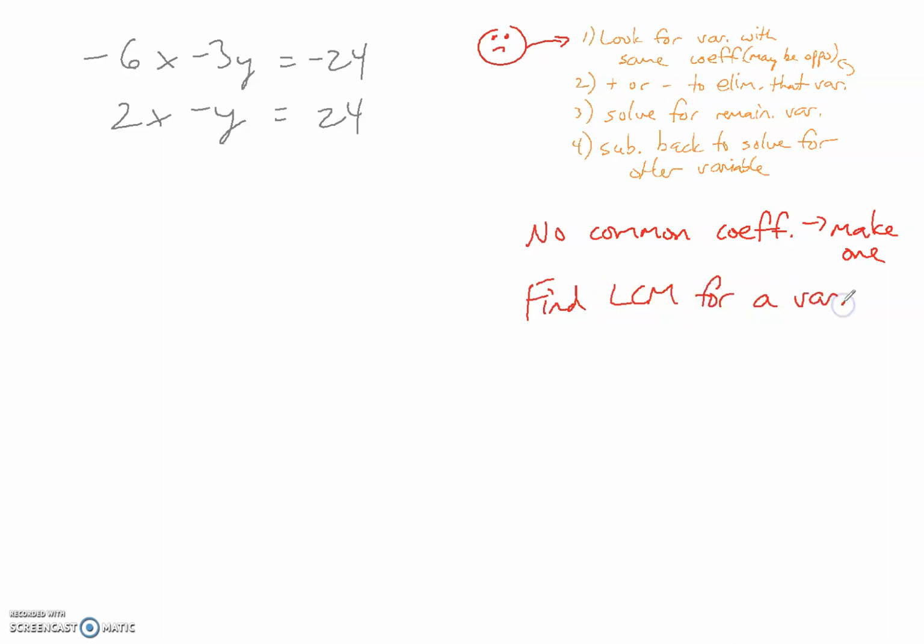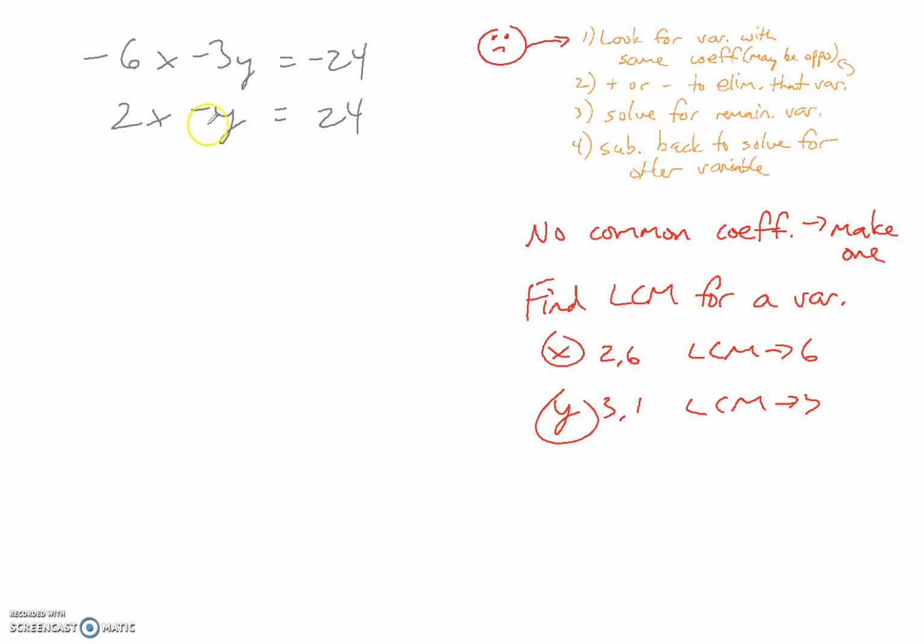For example, if I look at my x variables, I've got 2 and 6. For 2 and 6, the LCM would be 6, since they both go into 6. For my y variables, I've got 3 and 1, and the LCM for those would be 3. You can pick either one, it doesn't make any difference. What you want to do is change one of the expressions to have the same LCM value. I'll just show what I mean.